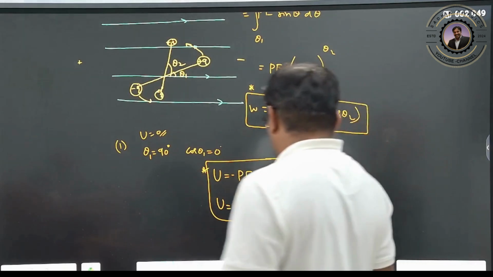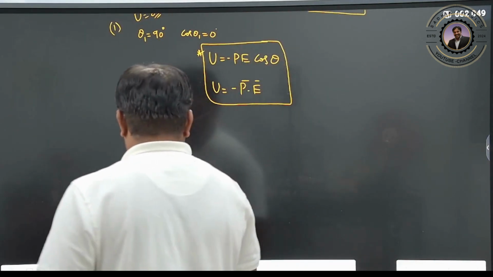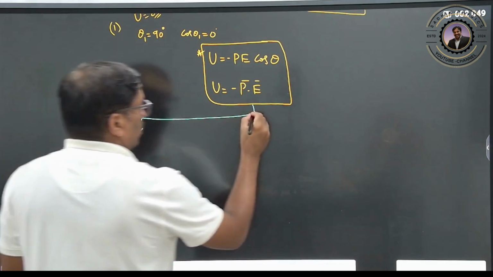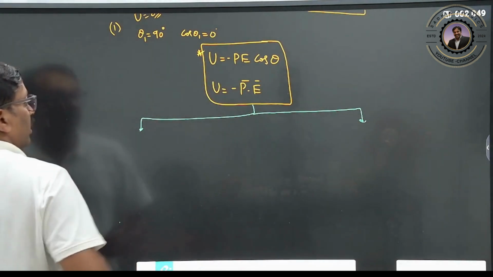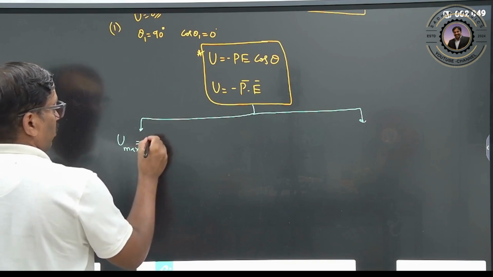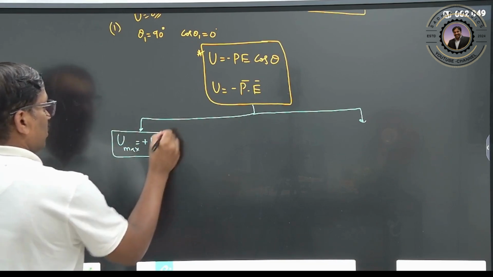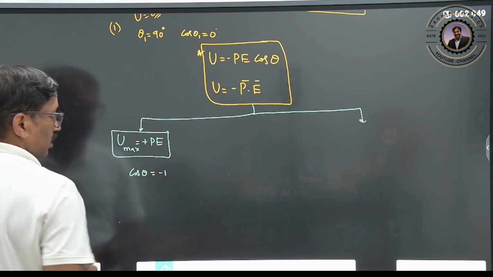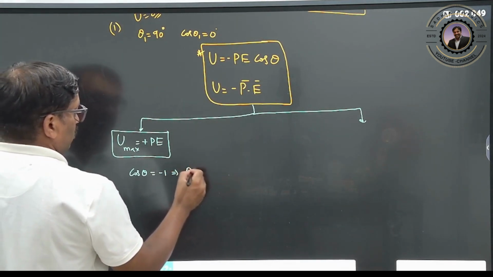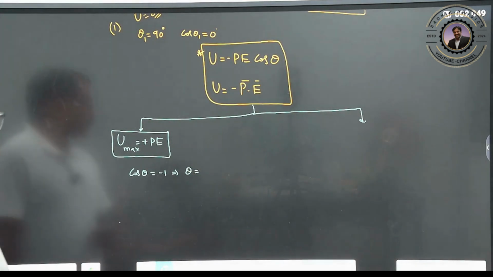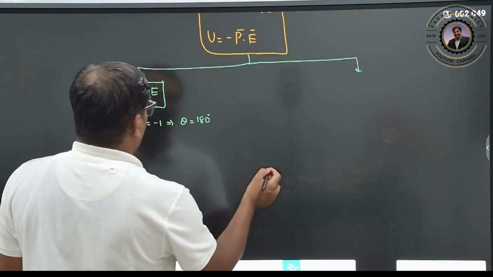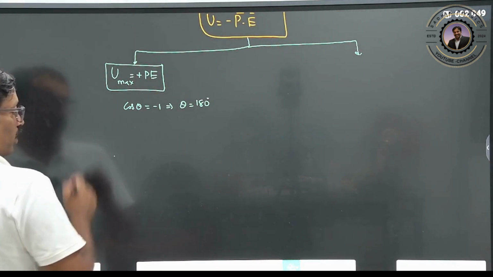Clear? Now we will see one very important concept. When the potential energy is maximum, that is plus PE, cos theta will be equal to minus 1. Minus 1 means it is like this. Clear? So theta is equal to 180 degrees. So the potential energy is maximum now.